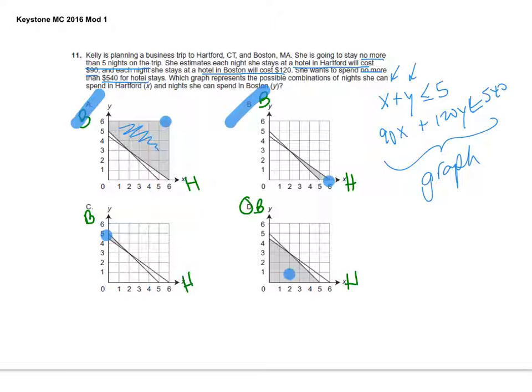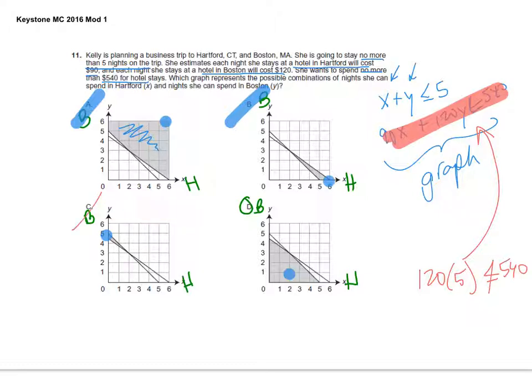So now if I think about my other constraint, my other piece of information here, if she spends 5 nights in Boston, that's what letter C is showing me. If I put 5 back into my inequality here, Boston was $120 a night. Well, 120 times 5 is definitely not less than $540. So C gets eliminated because of that, and D is your best answer.